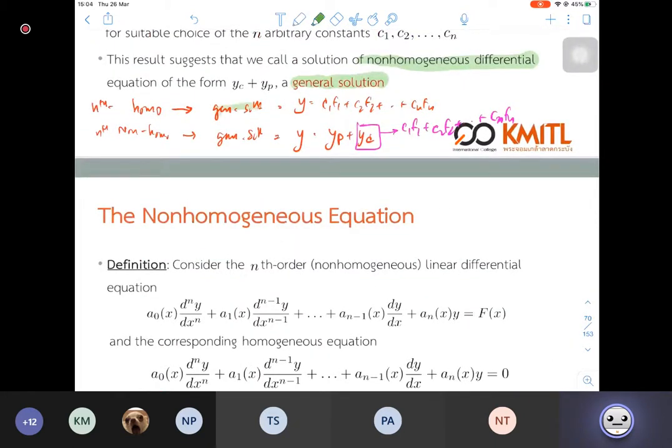So we have used the general solution, the same word, but you have to see whether that's the general solution for which type of the equations. If it is a homogeneous differential equation, then the form would be like this, right? If it is the general solution for the non-homogeneous, then you have this form, okay?